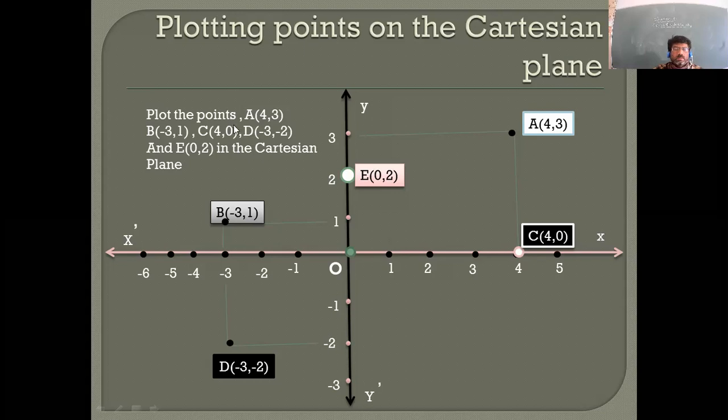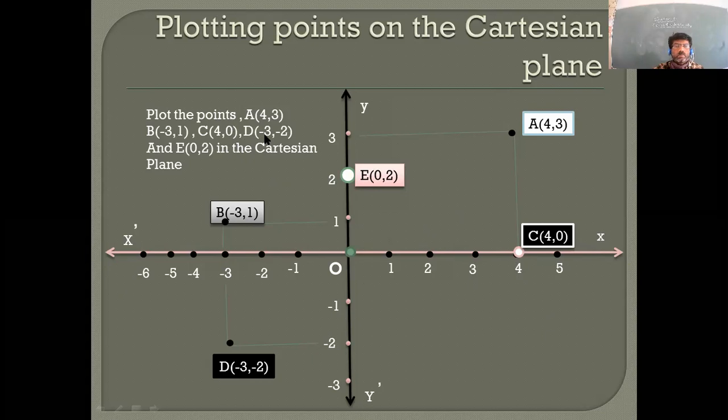Next, (4, 0). On the x-axis, 4 is here. Y is 0, so there is no need to go up or down; we stay on the x-axis. We have already learned that if 0 is coming in the second place, the point will be on the x-axis. So (4, 0) is here only. This is the position of C (4, 0) on the x-axis.